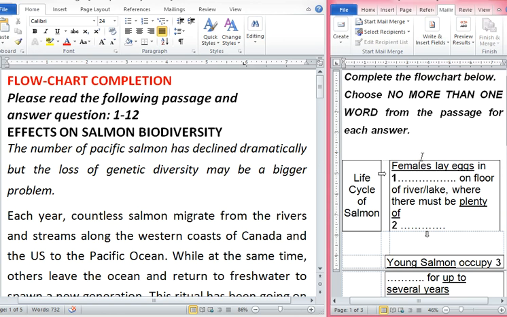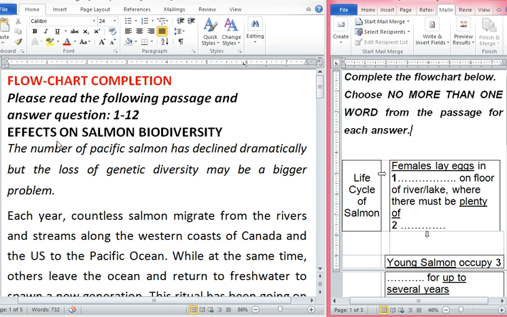So let's talk about the strategy that you are going to follow in this type of question. Number one, first you will see what type of question it is. So you will come here and say, okay, it's a complete the flow chart, right? Then you will look at the title, effects on salmon biodiversity, if there is any. Many times you don't have any title in the passage, so that's fine. What you have to do in the first 10, 20 or 30 seconds is try to know what the topic is, so that when you read the question it makes some sense to you, right?